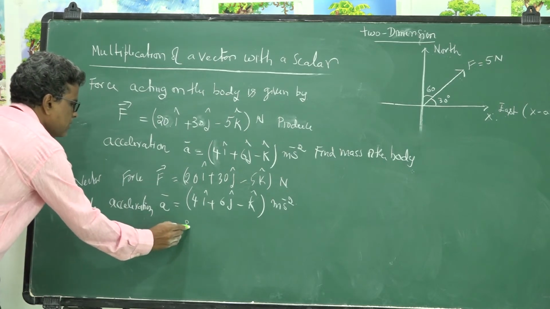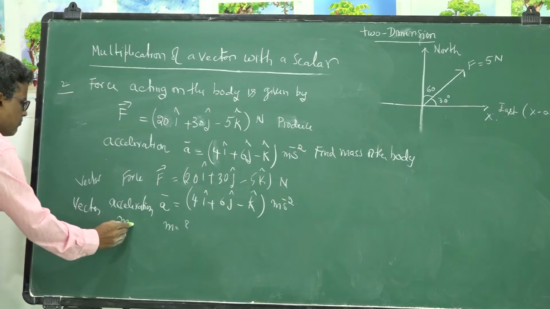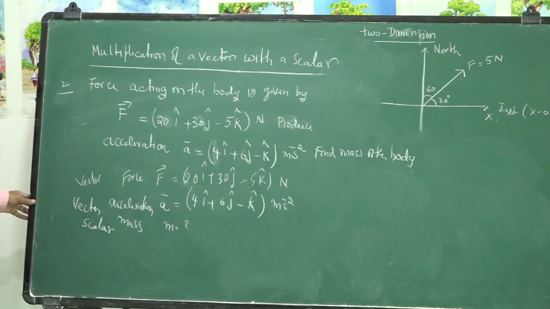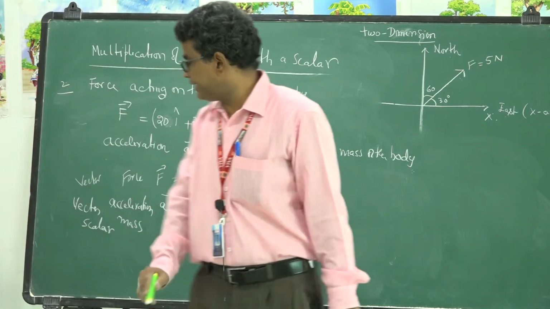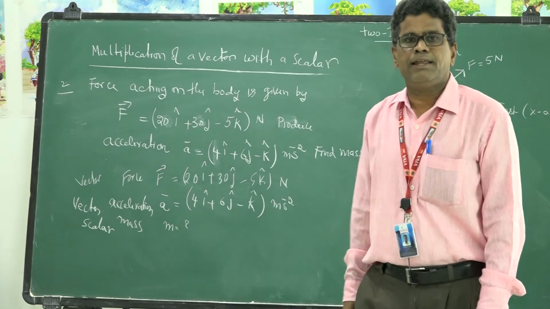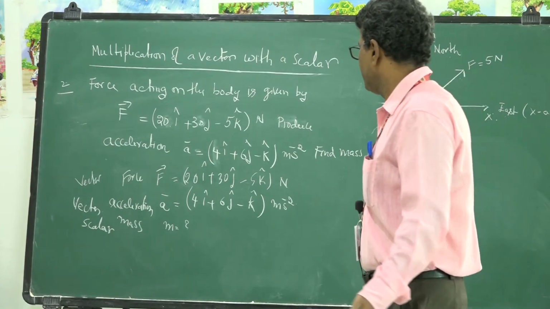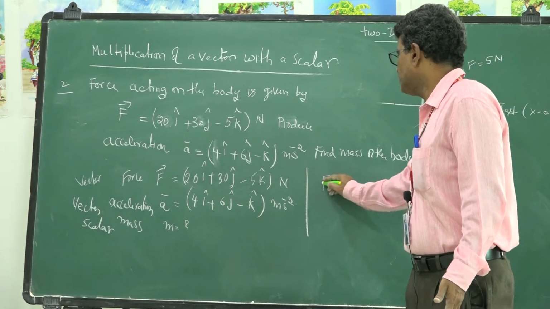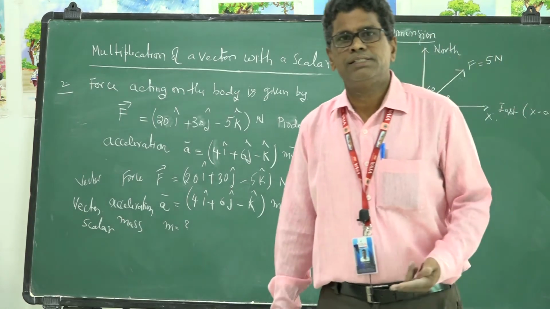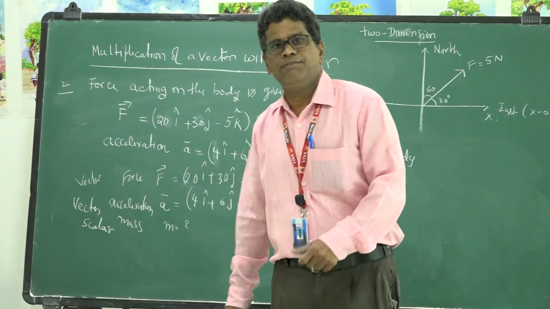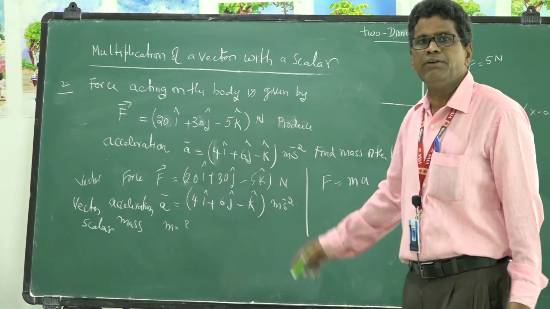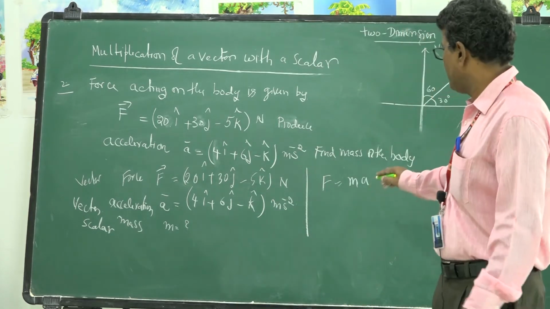Mass. Question mark. We know that mass is a scalar quantity. How are these three related? Force, mass, acceleration. What is the relation? You know that F is equal to ma from Newton's second law. We studied it. F is equal to ma. I think everybody knows this equation.